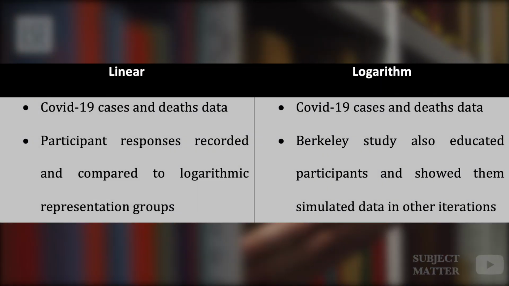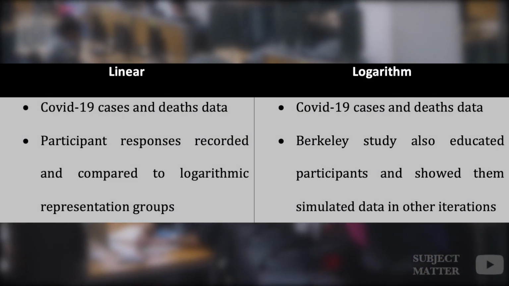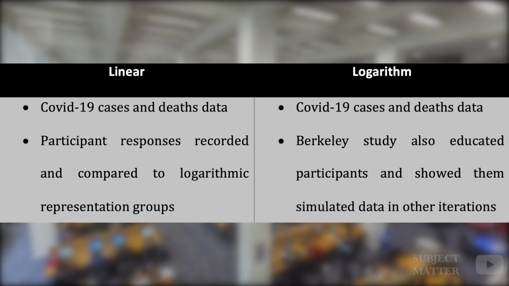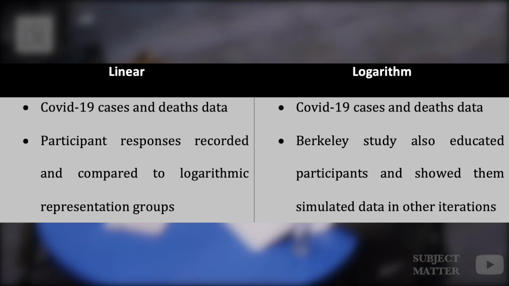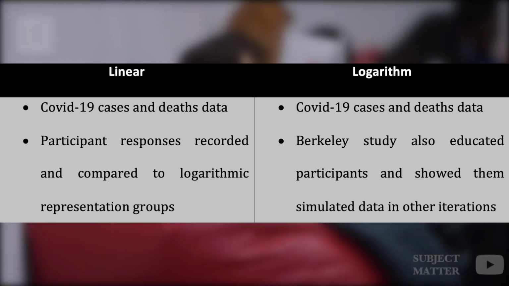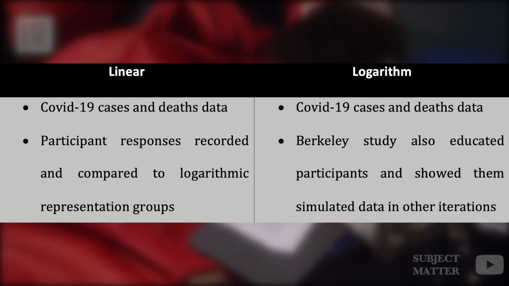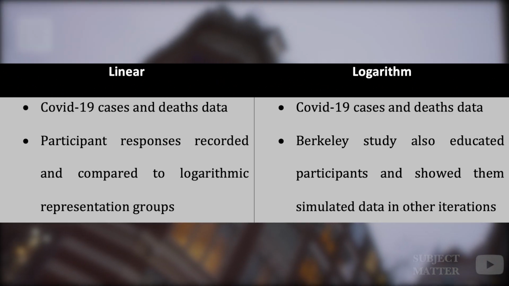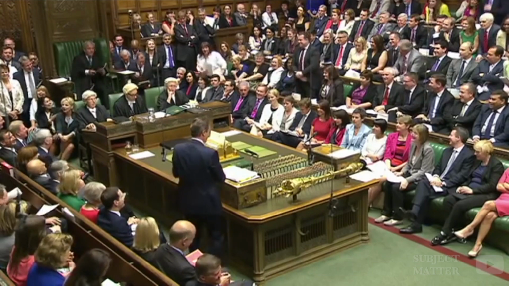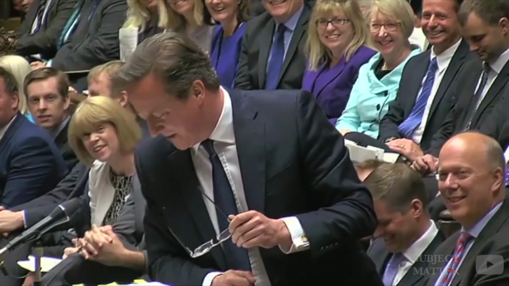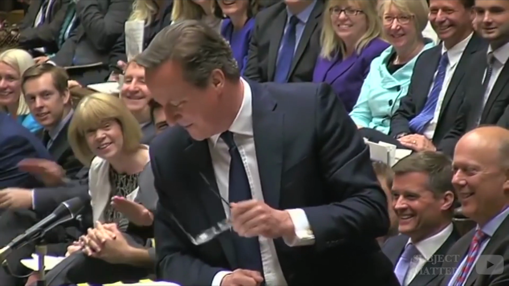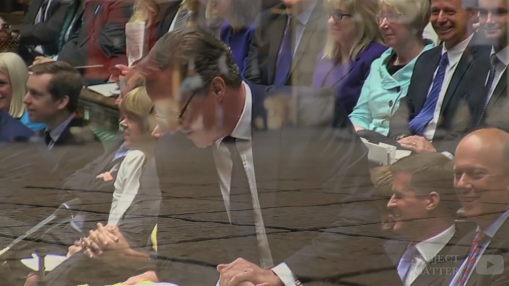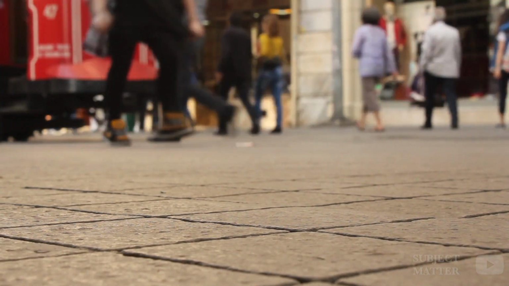Both studies give one group of participants linear representations of COVID-19 data and another group logarithmic representations. The Berkeley study iterates the experiment with further controls such as educating the logarithmic group about logarithmic data. The first big problem is that subjects have varying levels of understanding of logarithmic representations, obviously typically much lower than linear representations. How the public perceives the pandemic and how they should view the pandemic is a normative or subjective comparison with not one single best answer.